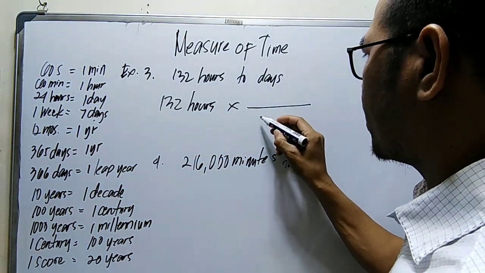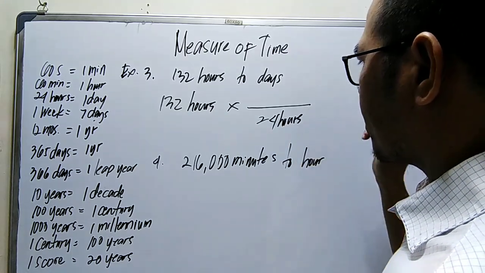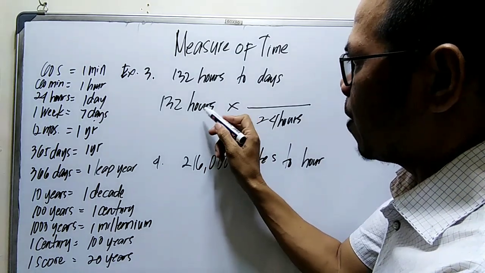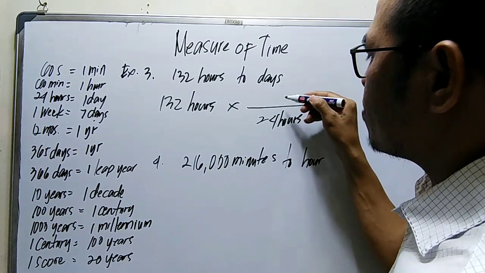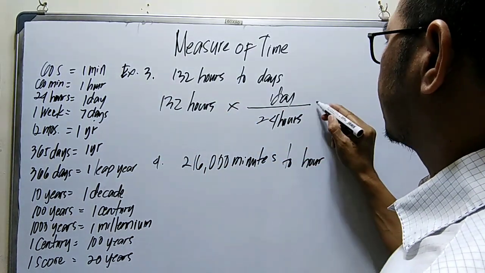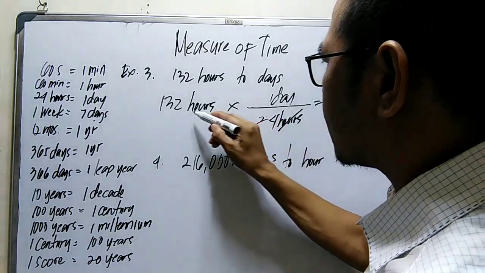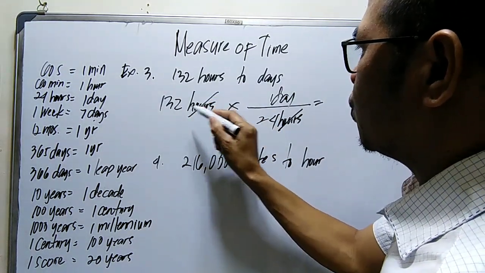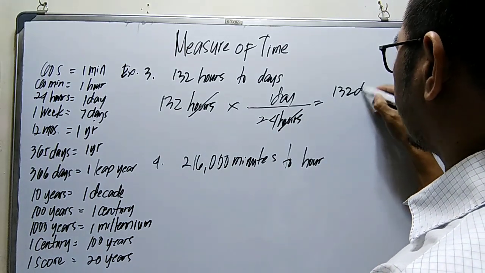Dapat yung denominator natin is 24 hours. Dapat ang denominator is the same unit sa ating original na measurement, which is hours. So, dapat yung denominator hours din. Okay? So, yung numerator, 1 day. Ayan. Kasi gagawin natin days yan eh. So, i-cancel natin yung hours. Cancel din natin itong hours. So, ang naiwan, 132 times 1 day equals 132 days.